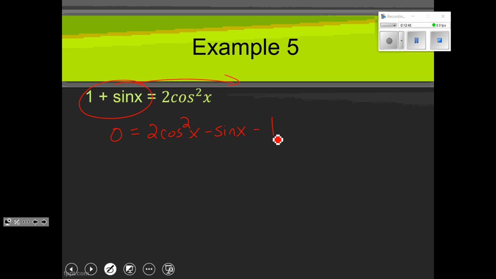Now here's the issue. Can I factor that? And I can't, because if it was all in the same trig function, I could try to factor it. Like if it was all cosine, I could try to factor it. Or if it was all sine, I could try to factor it. But I cannot. So I need to try to figure out, could I somehow change the cosine squared x and make it sine so that they would match?